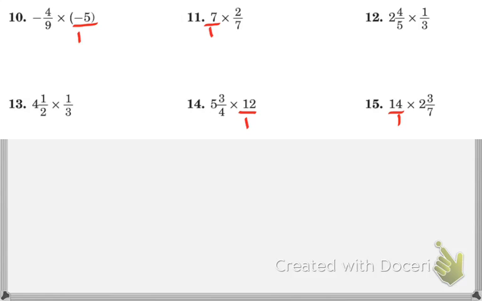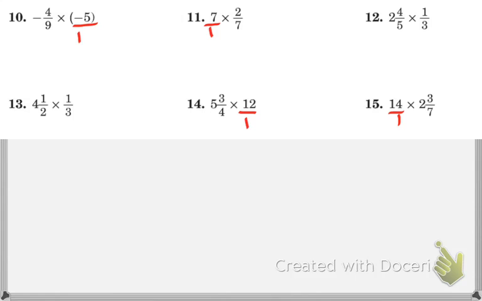Okay, so your second tip is for these questions. When multiplying and dividing, you can't do it with mixed numbers. And remember, that's a mixed number, that's a mixed number, that's a mixed number, and that's a mixed number. But here's the thing. You can use your skills to convert those mixed numbers into improper fractions. So let me show you what I mean by that.